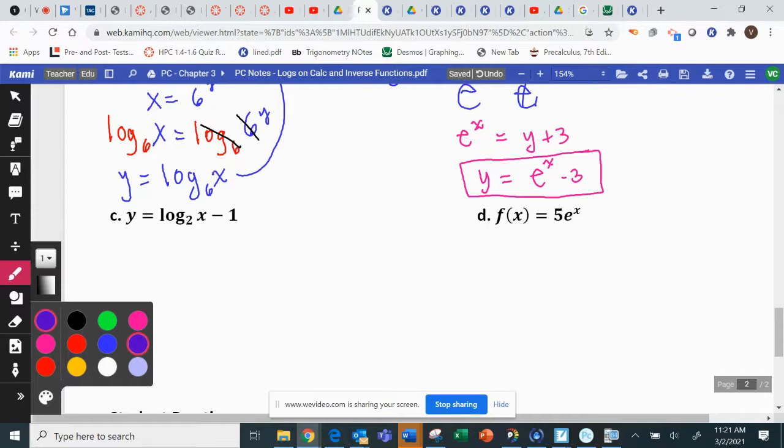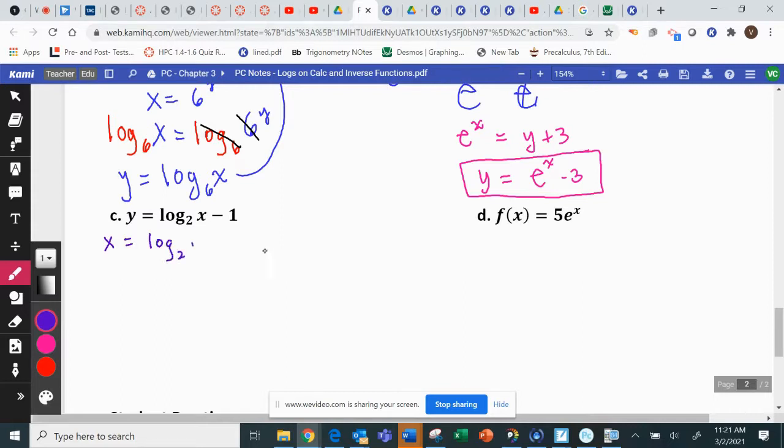Okay, next equation. Let's do the inverse, switch x and y. Switch my x and my y. Got x equals log base 2 of y minus 1. We need to get y by itself. It is logarithmic form right now. If it's logarithmic form, I have to exponentiate. What base should I use?